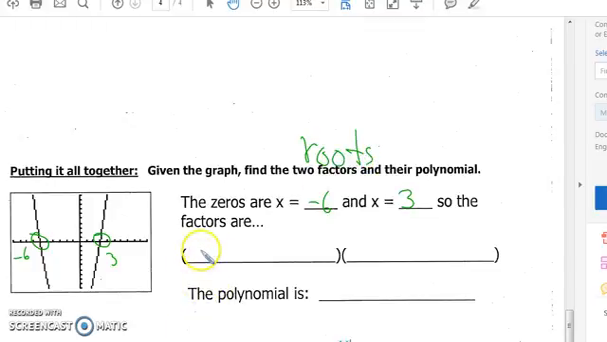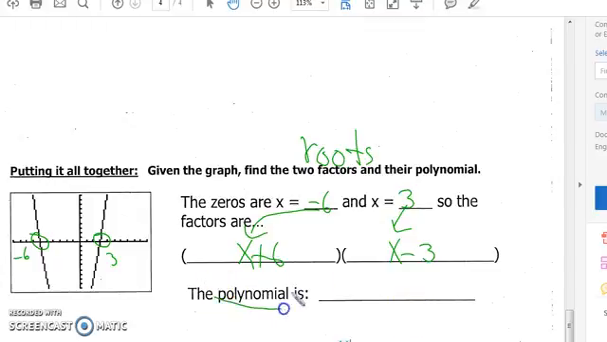So if I want to know the factors, think about this. If I do x plus 6, if x is negative 6, isn't negative 6 plus 6 gives you 0? Then what's the second going to be? Second factor. It's going to be x minus 3, because if I plug in 3 in there, 3 minus 3 gives you 0. So you need to plug it in and see which one gives you 0. So we're going backwards and looking for the factors.